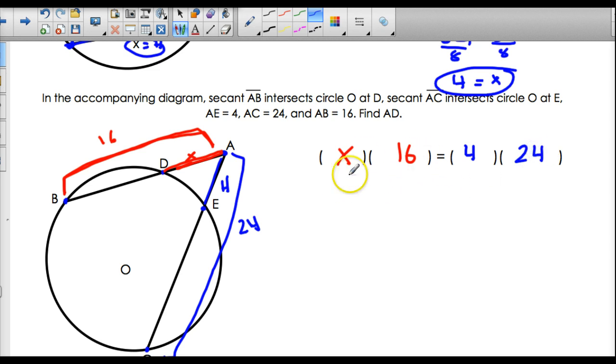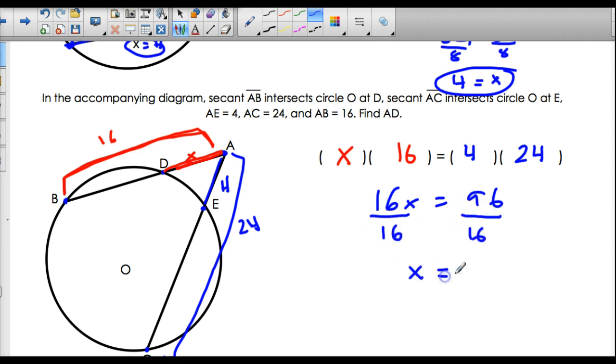So now we just solve this. 16 times x is 16x, which equals 96. Divide both sides by 16. See what I'm doing here? And we just get x is equal to 6. Now that's not our answer. We want to state this properly. We want to find out what AD is. We said AD is X because we didn't know it. AD is equal to 6.